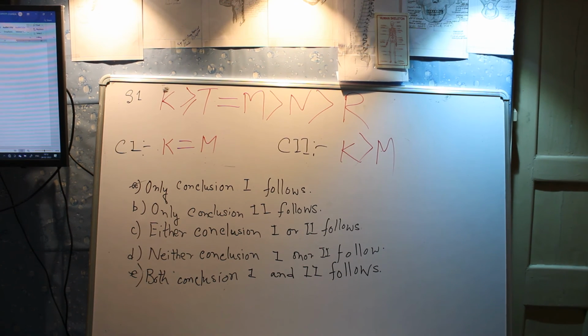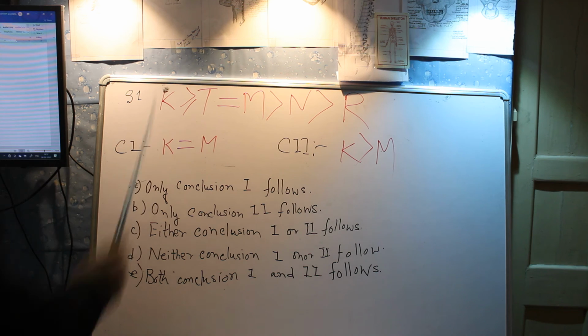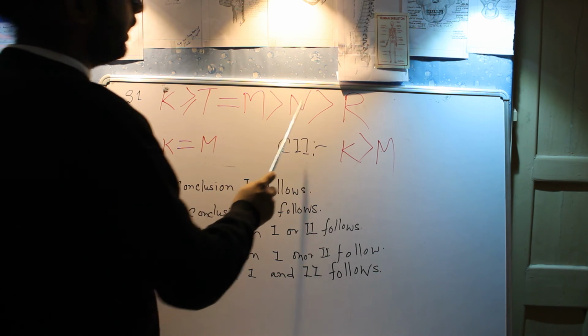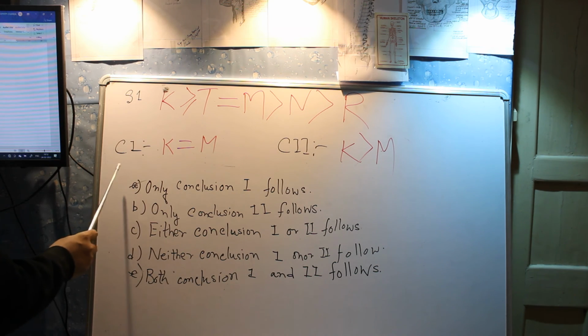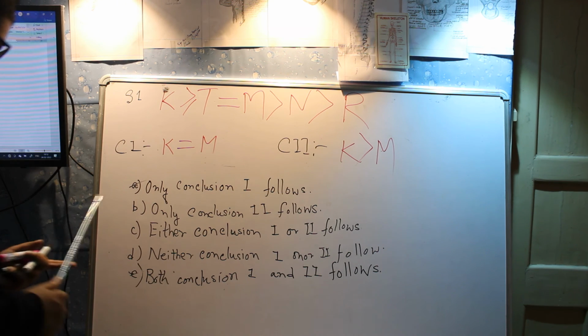follows. Now look at this question. It is given from the inequality chapter. K is greater than or equal to T, T is equal to M, M is greater than N, N is greater than R. And in conclusion given, K is equal to M, K is greater than M.